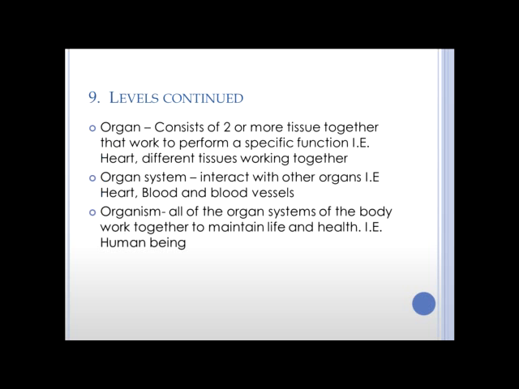Levels continue. Organ consists of two or more tissues together that work to perform a specific function. Example is going to be the heart, different tissues that work together. And then organ system. They interact with other organs. Example is the heart and the blood vessels, or the blood and the blood vessels. And then organism. All of the organ systems of the body work together to maintain life and health. Example, this is going to be the human itself. The human being is a gigantic organism that is chock-filled of multiple organs and organ systems that work together to keep the body alive.